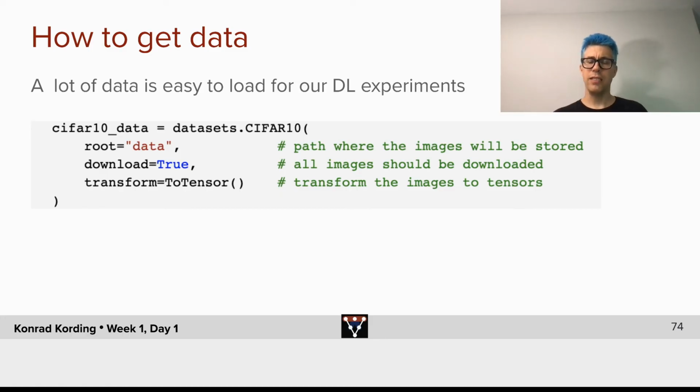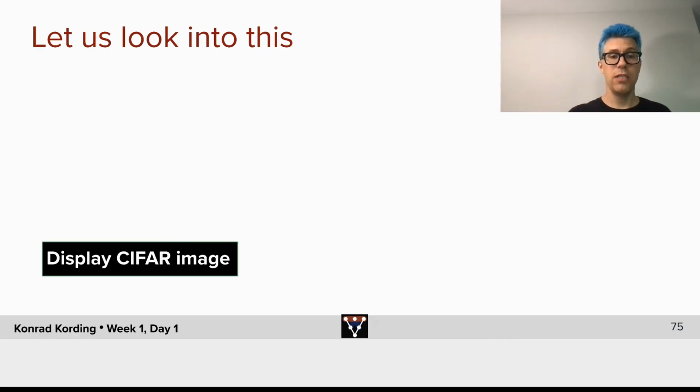And then you can specify if you actually need to download them, yes. And you can define a transform, which is the ToTensor transform in this case. And so you see, in 3 lines, you can get one of the data sets that a lot of deep learning research is happening on. So let's look into that. Run this and display one of the CIFAR images.